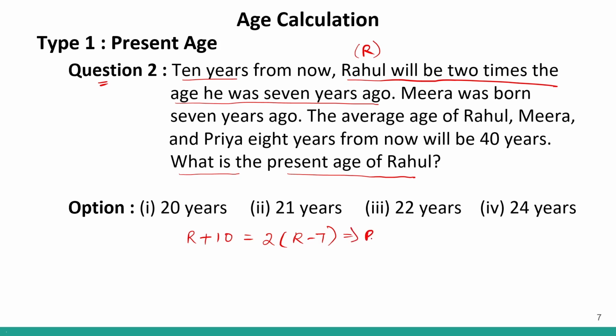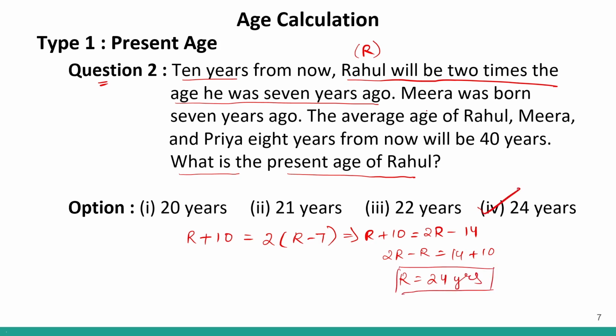If I solve this, it will be R plus 10. And if I open the brackets, it will be 2R minus 14. So R taken this side, 2R minus R, and 14 taken this side. So 14 plus 10, correct? So this will be, R will be 24 years. So Rahul's present age is 24 years. This can be found out using this much information.